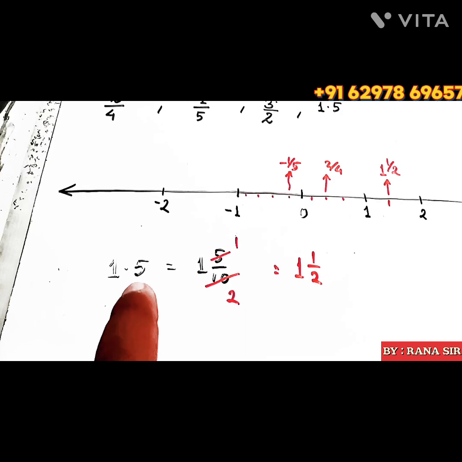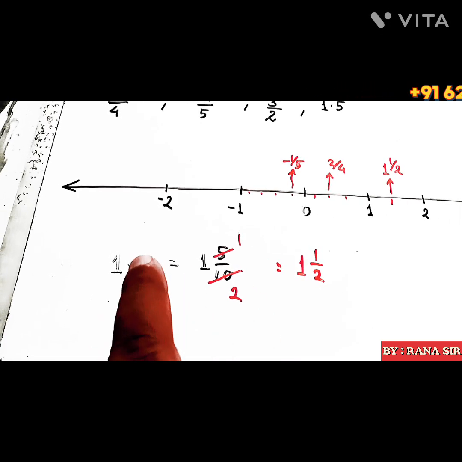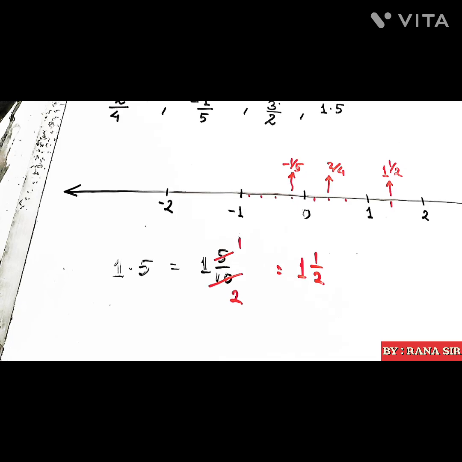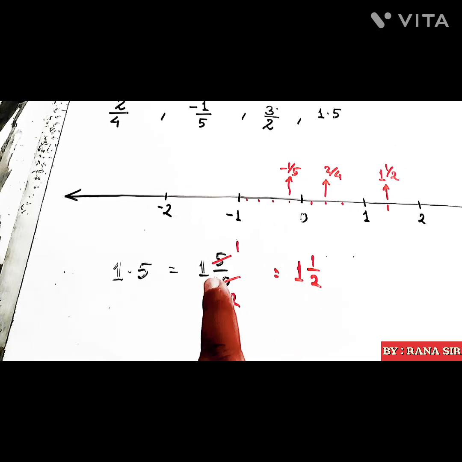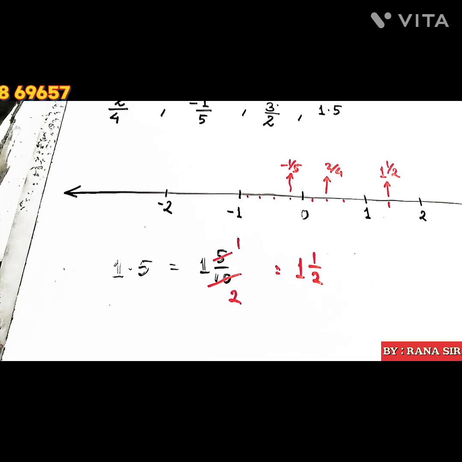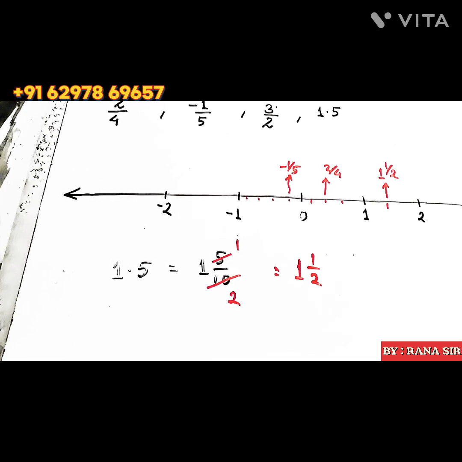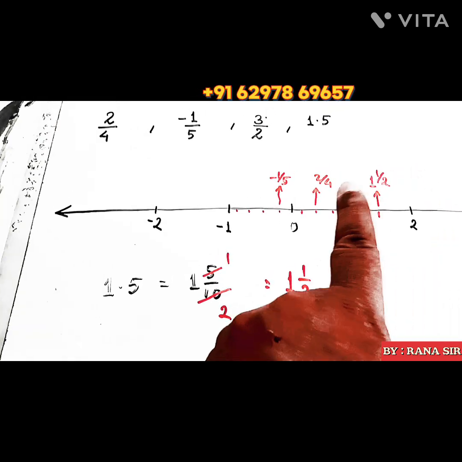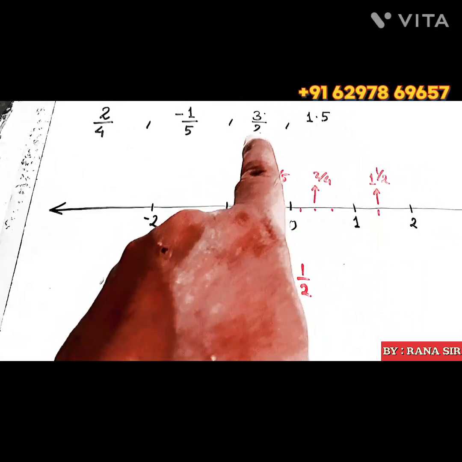I've converted the decimal to fraction. 0.5 means 5 by 10. So 5 by 10 is what? I can put it in the standard rational form. 5 ones are 5, 5 twos are 10. It is divided by 5. So is it not coming to 1 and half? 1 and half. This is what is 3 by 2.